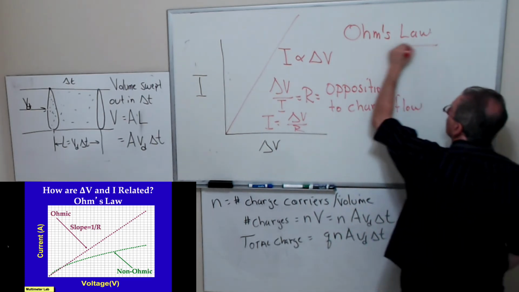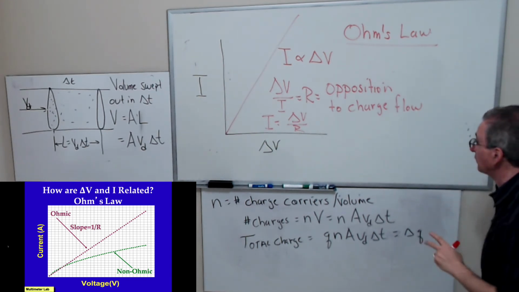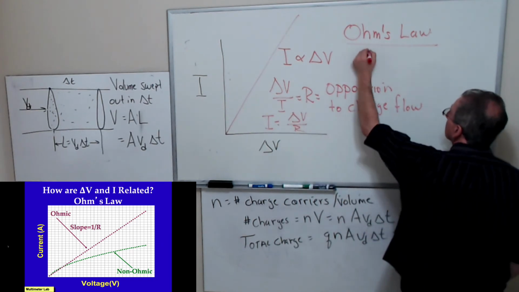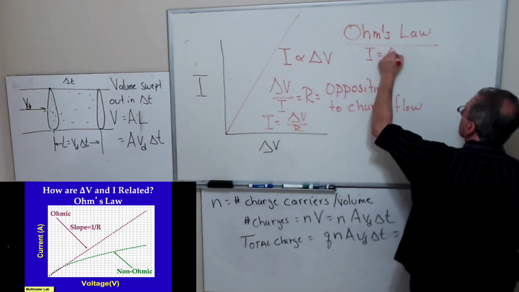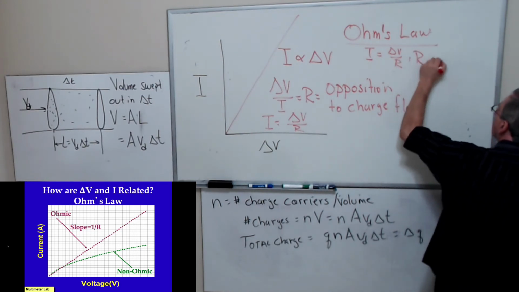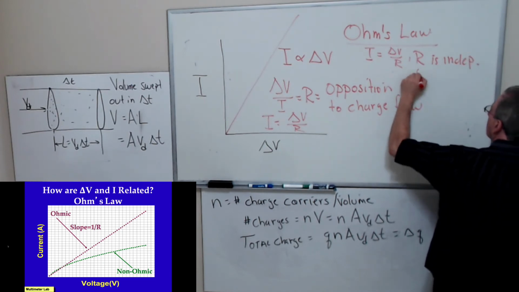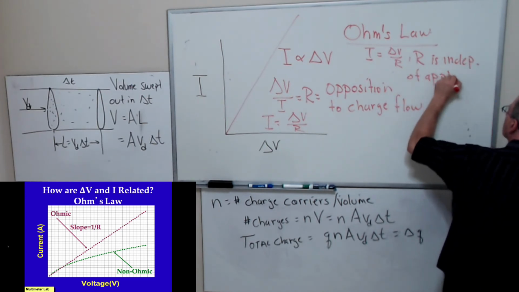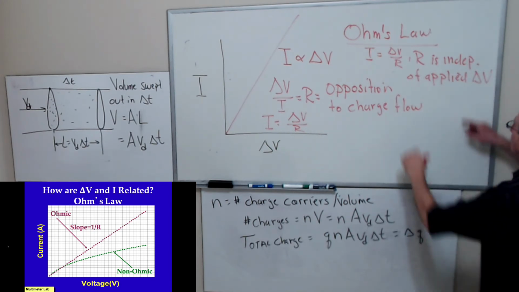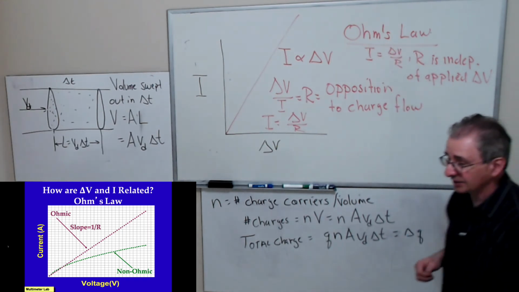Now, for a material that obeys Ohm's law, two things have to be satisfied. First of all, this has to be true. And then R is independent of applied voltage. So both of these must be satisfied if the material obeys Ohm's law.